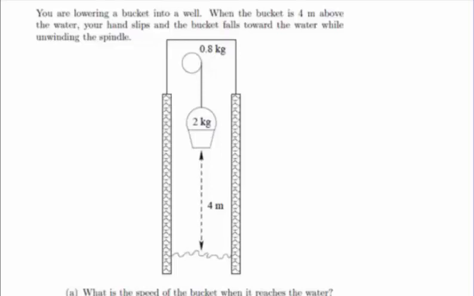You are lowering a bucket into a well. When the bucket is 4 meters above the water, your hand slips, and the bucket falls towards the water while unwinding the spindle. What is the speed of the bucket when it reaches the water?